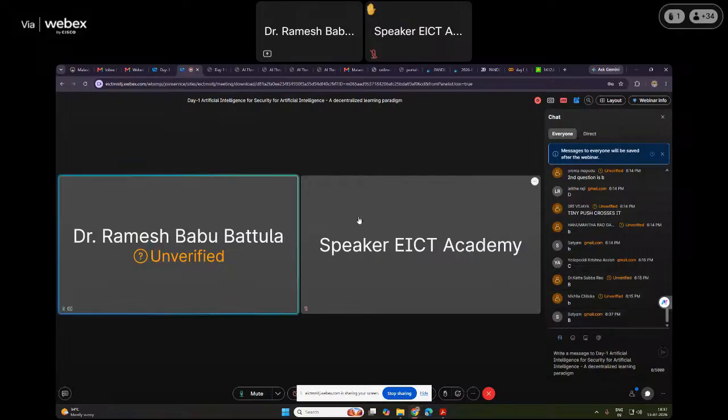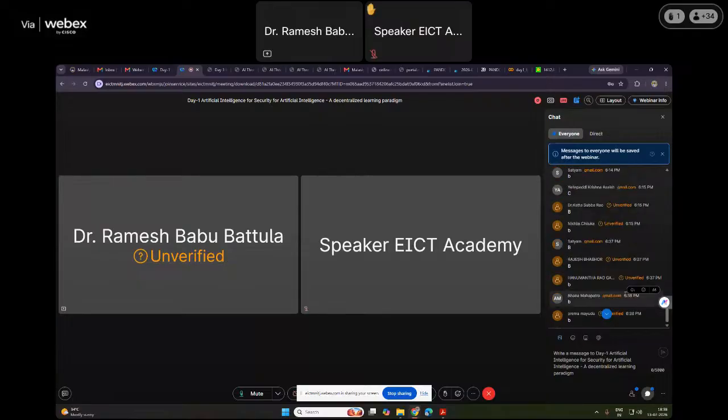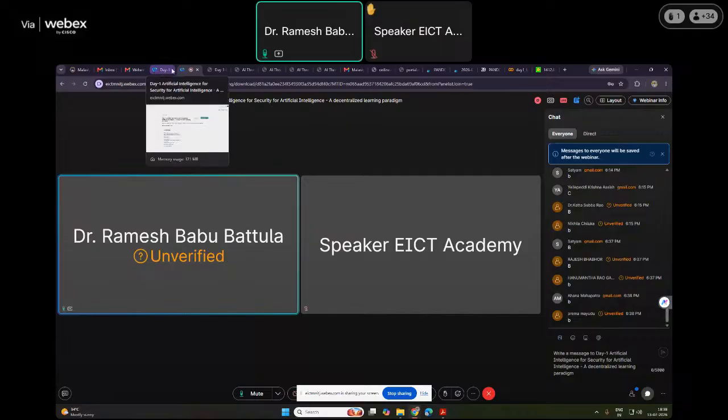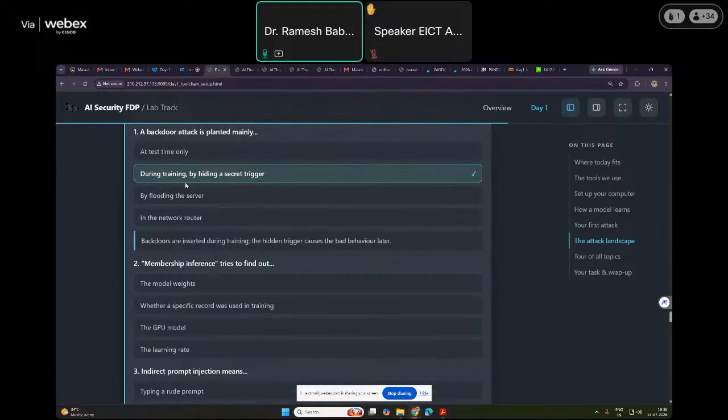Okay, so any more guesses? What could be the answer? Okay, so it was a simple question. So the correct answer is B. So most of the backdoor attacks that we are having, we introduce them at the training part. So basically, backdoor is about introducing manipulations in your weights or in the gradient part. So it is mostly done in the training side.